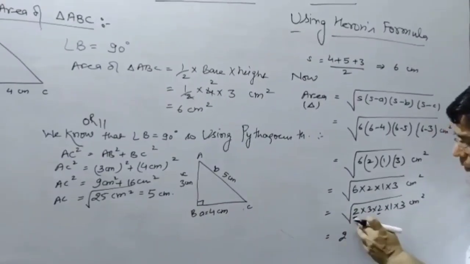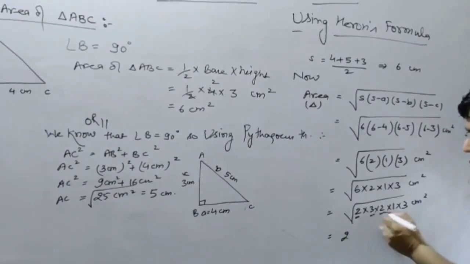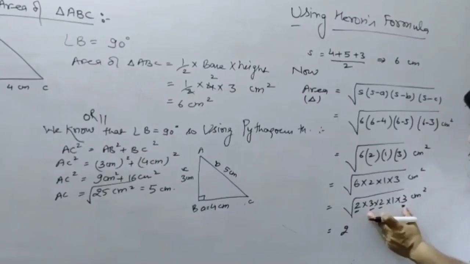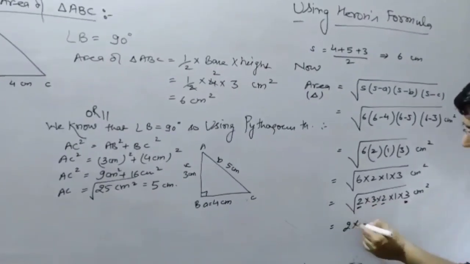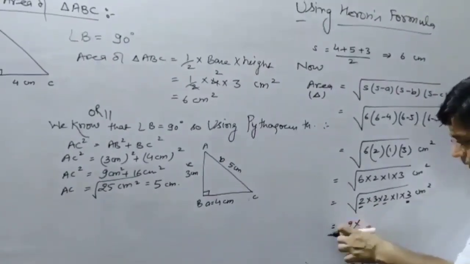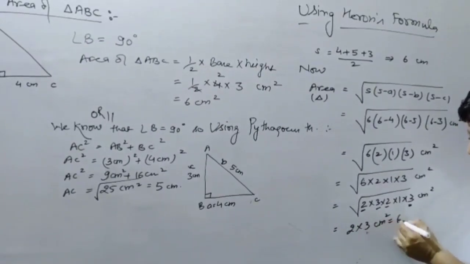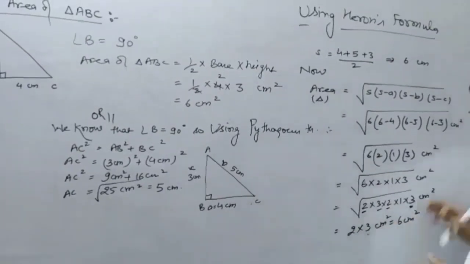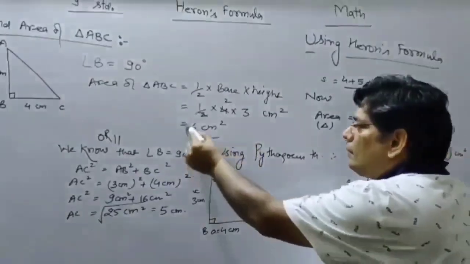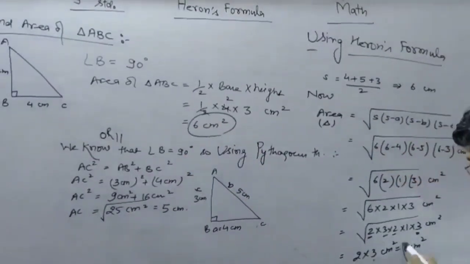So one 2 comes outside of the square root. Here there is a single pair, so out of the pair one 3 comes outside. That means you will have 2 into 3 centimeter square or 6 centimeter square. Now you will get the same answer, this one and this one.